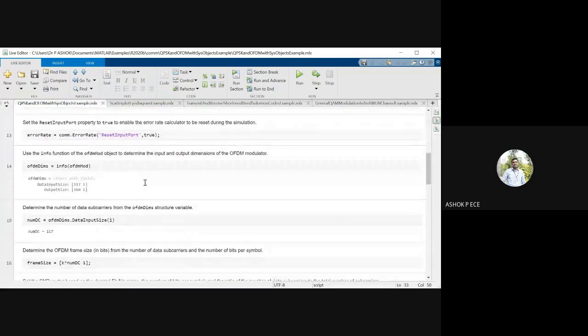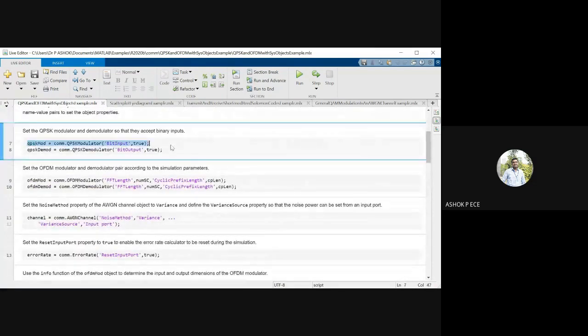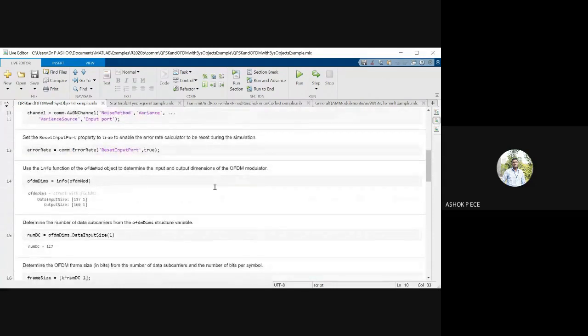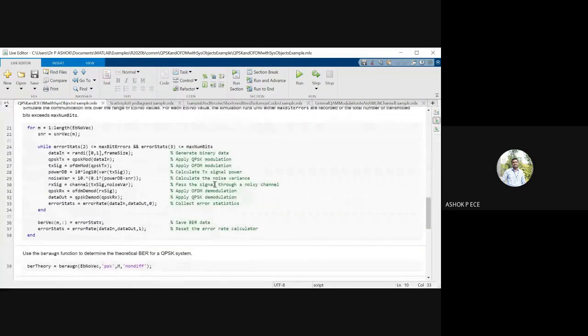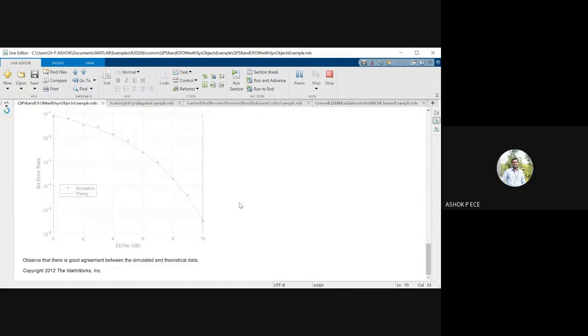It is simplified into very few lines of code because we have all these ready-made blocks in MATLAB: QPSK modulator, QPSK demodulator, OFDM modulator, and OFDM demodulator. Because of all these functions we are having, we are making it very, very simple. And when I run this complete MATLAB program, we can find the final graph here.